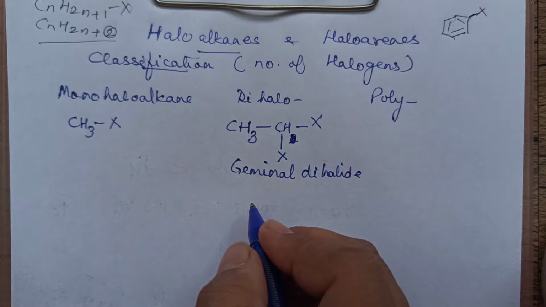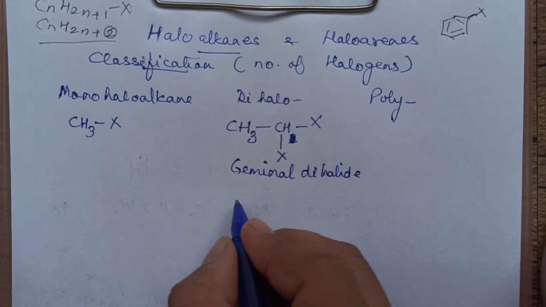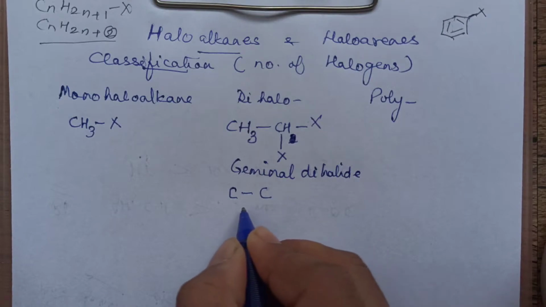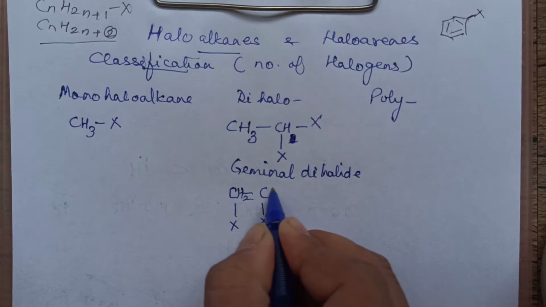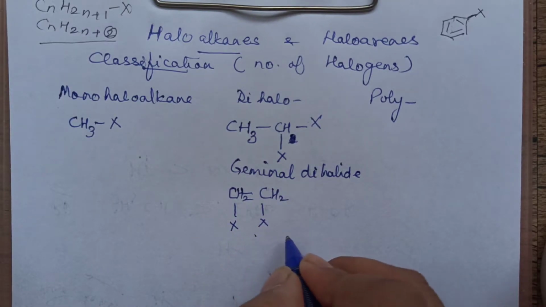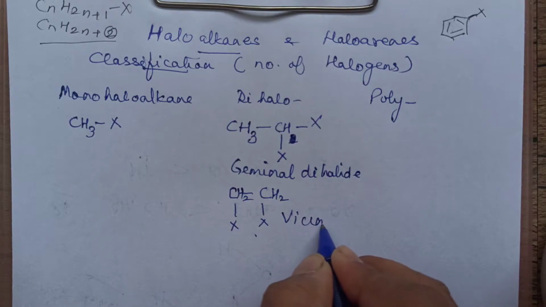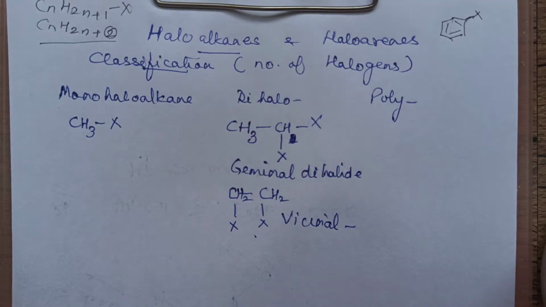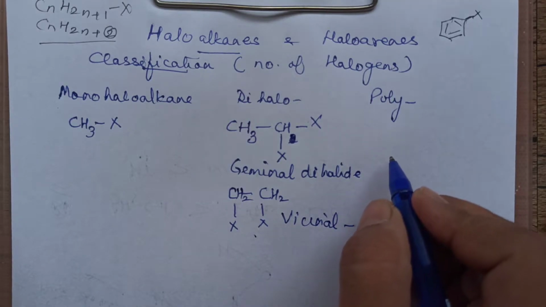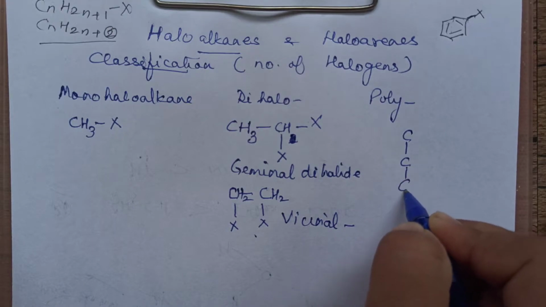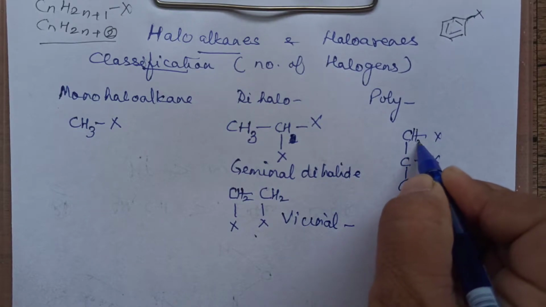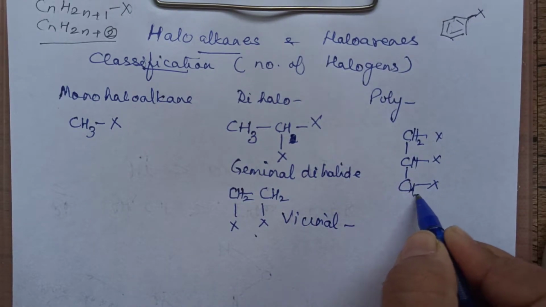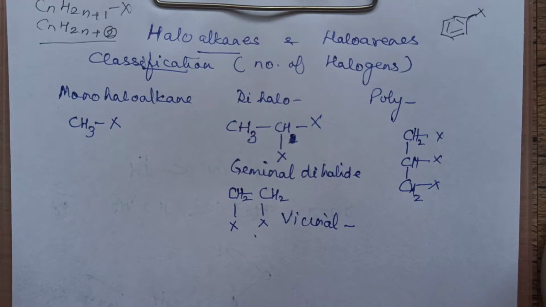Now suppose you have two halogens present on adjacent carbon atoms. You have two carbons and you have one halogen here, one halogen here. Of course you can complete the valencies. Then this second one is termed as vicinal. This is vicinal dihalide. The first one is geminal, the second one is vicinal dihalide. Clear? Polyalkyl halide. Poly means suppose you have three halogens also attached to it. Of course you can complete the valencies.